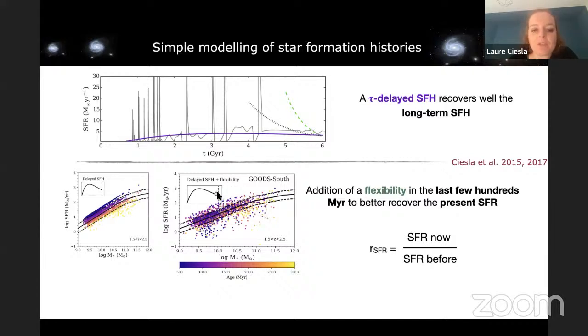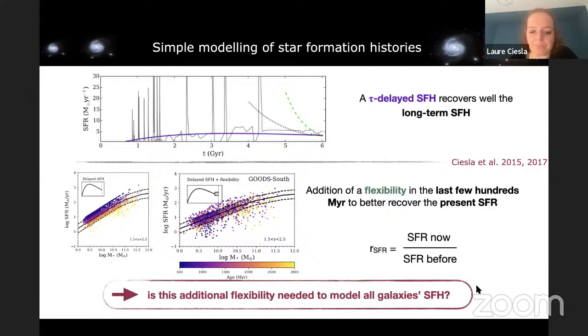But when you do this, when you add flexibility, of course, you add more free parameters to your model. And one of the questions is to understand, do you need for all galaxies to add this extra parameter? Is it the right way to go to recover star formation history of galaxies?